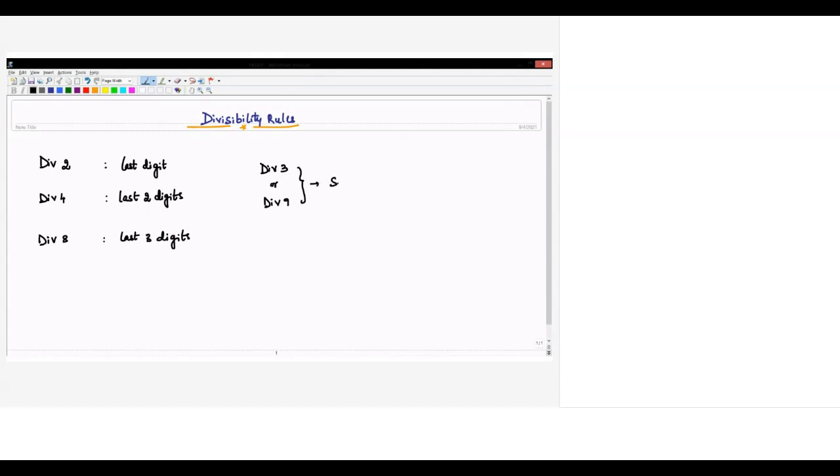For both of them, we look at the sum of digits. If the sum of digits is divisible by 3, then it is divisible by 3. If the sum of digits is divisible by 9, then the entire number is divisible by 9.